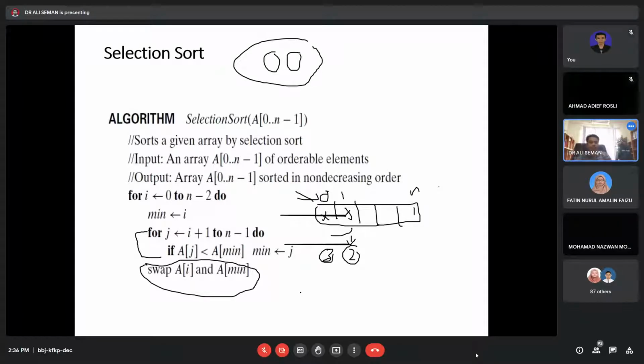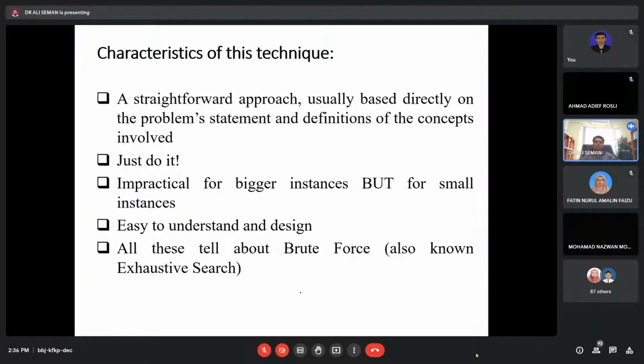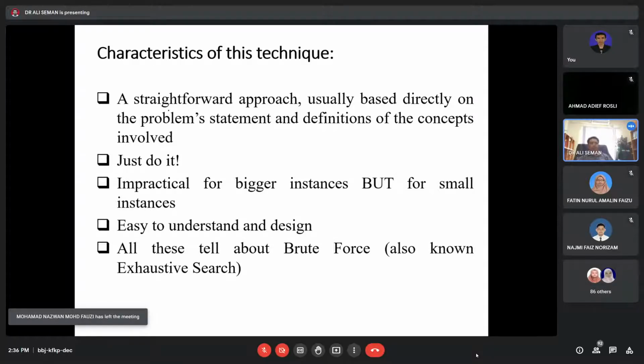Clear? Now we're going to conclude. Okay, now we're going to conclude the characteristics of this technique, what we call technique 1 just now. First is a straightforward approach. Is it correct? Straightforward approach. Like searching, you want to search the key. Of course, you need to go through each one. That is straightforward, right? There's no other way.